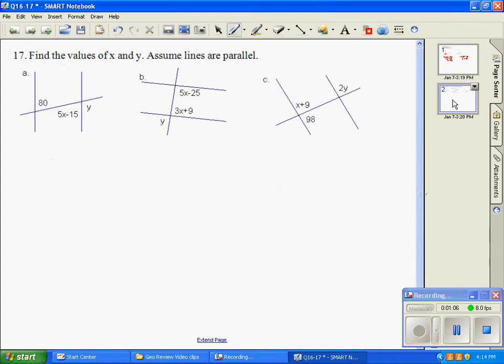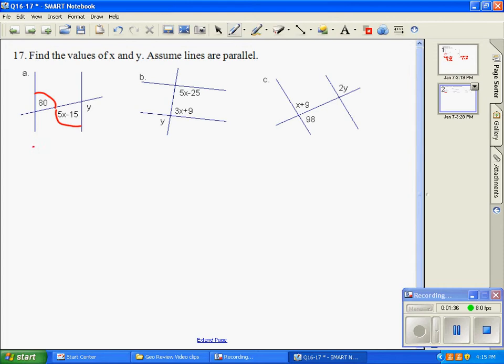Okay, find the value of x and y. So we can assume the lines are parallel. In these, sometimes you have more than one way of doing it. I will show you one way, but if you did it a different way and it's mathematically correct, that's great. So the first thing I would do is find the x by using this and this angle, because they're alternate interior, and we know that alternate interior angles are congruent.